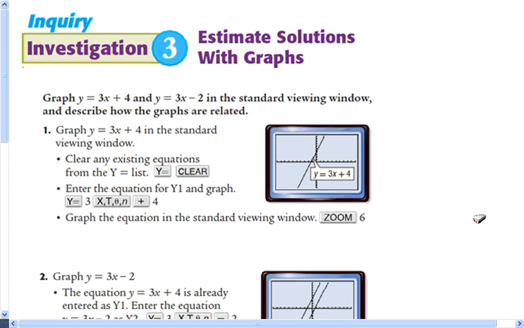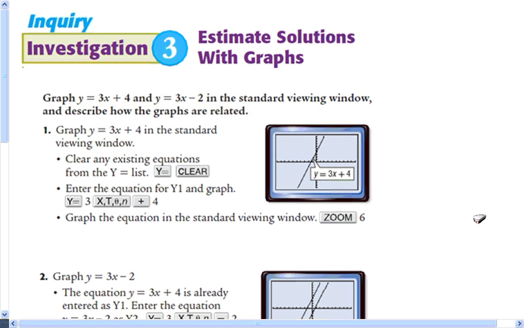All right, this is inquiry lesson 213, estimate solutions with graphs. So basically, we're going to use our graphing calculator as much as we can to find solutions to problems. This is just an introduction. I'll go through with this on a video. If you have your graphing calculator handy at home, you might want to be doing this as we go so you kind of get used to it so that you'll be able to do that in class.